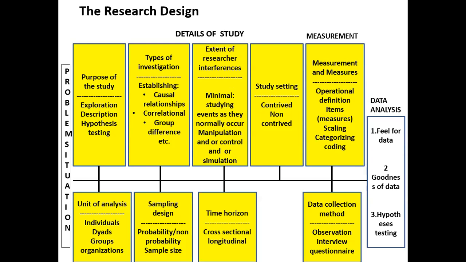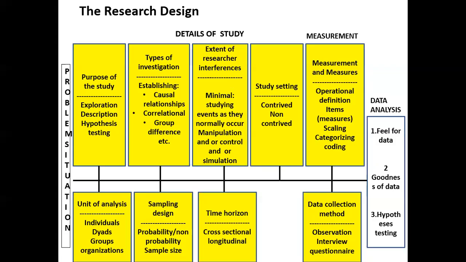Then sample design. What is sampling design? Probability, non-probability. If you have probability sampling, what is the particular sampling method? Then time horizon, cross-sectional or longitudinal, then data collection method. Are you going to use the observation method, interview method, questionnaire? Basically, in the research design under chapter 3, methodology, we have to get these inputs and you have to prepare that.